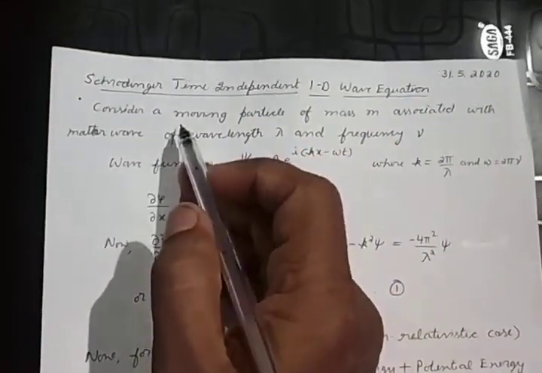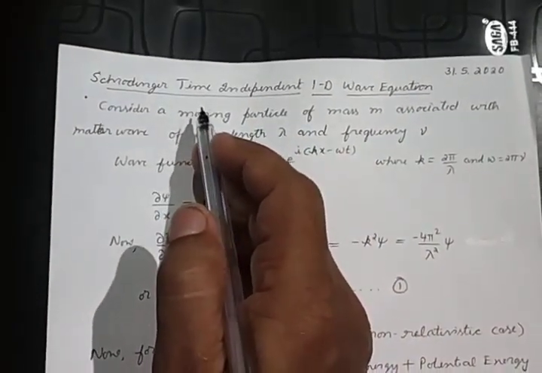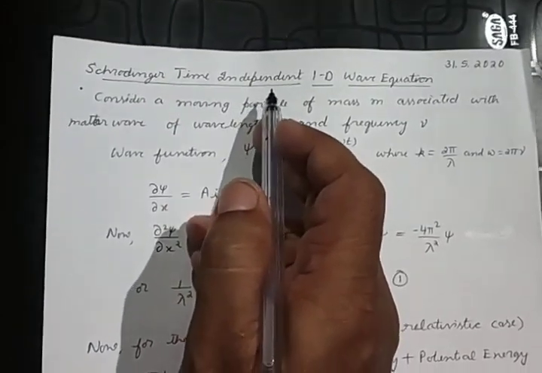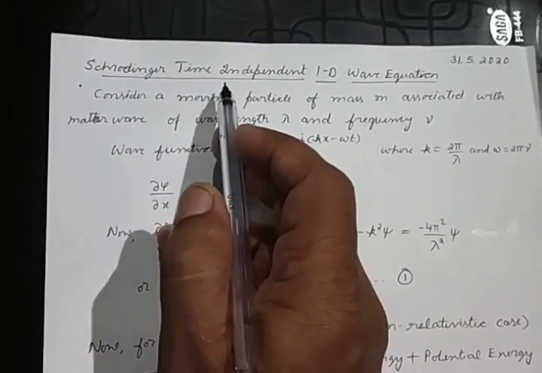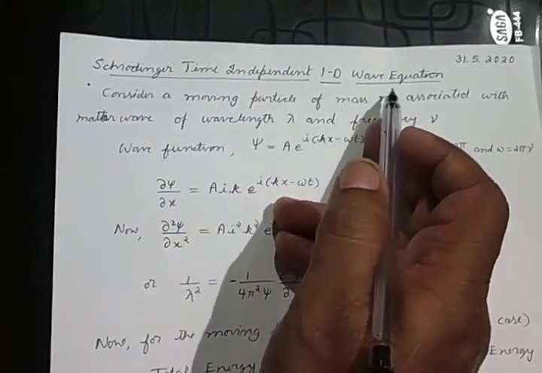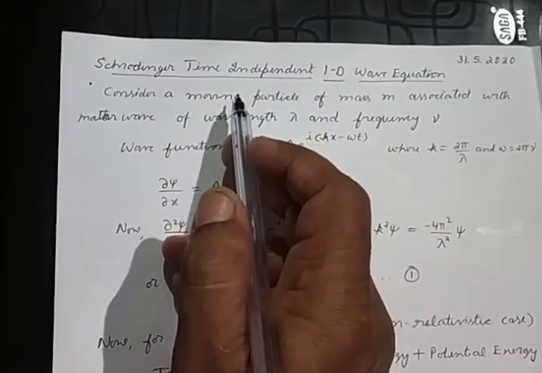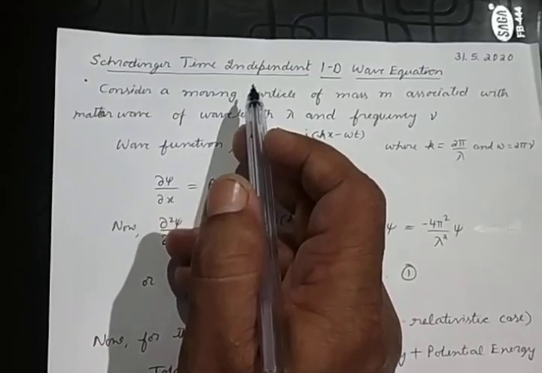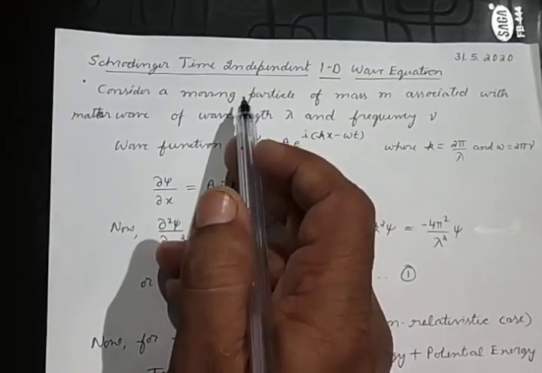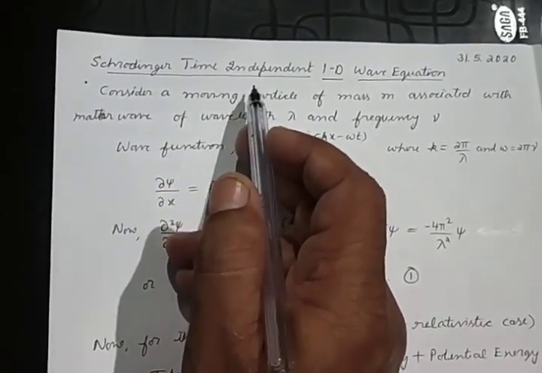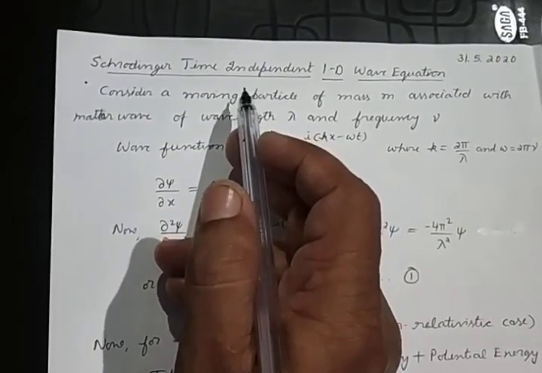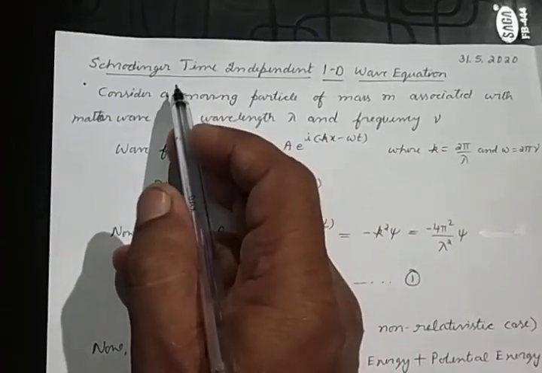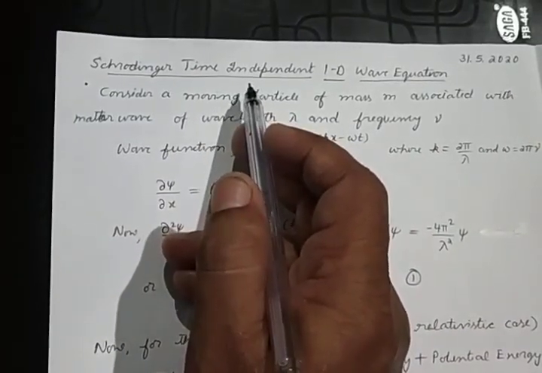Now let us talk about one of the fundamental equations used in quantum mechanics, that is the Schrodinger's equation. So here we are talking about Schrodinger's time independent one-dimensional wave equation. Here we have two types of equations based on the potential field used. If the potential field is time dependent, then the equation will be called Schrodinger's time dependent equation. And if the potential field is independent of time, then the equation is called Schrodinger's time independent equation.